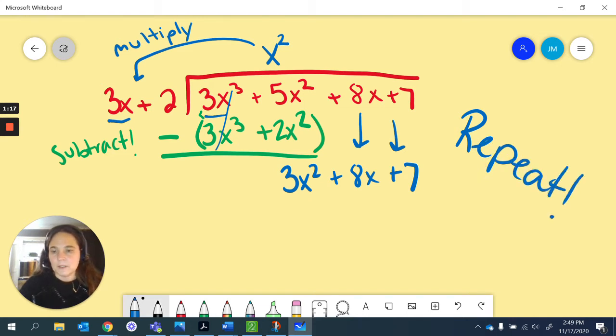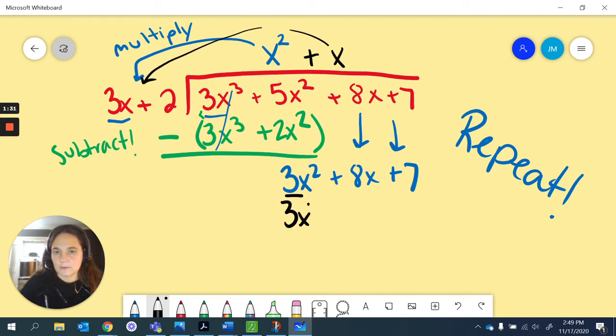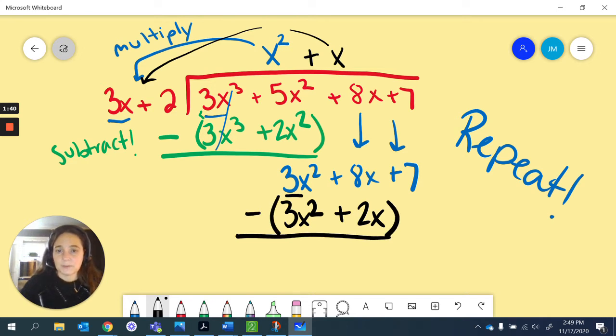I'm going to say 3x times what would give me 3x squared, and that's an x. Then I'm going to multiply this x. 3x times x is 3x squared. x times 2 is 2x. Then you subtract. 3x squared minus 3x squared is 0. 8x minus 2x is 6x. Bring down the plus 7.